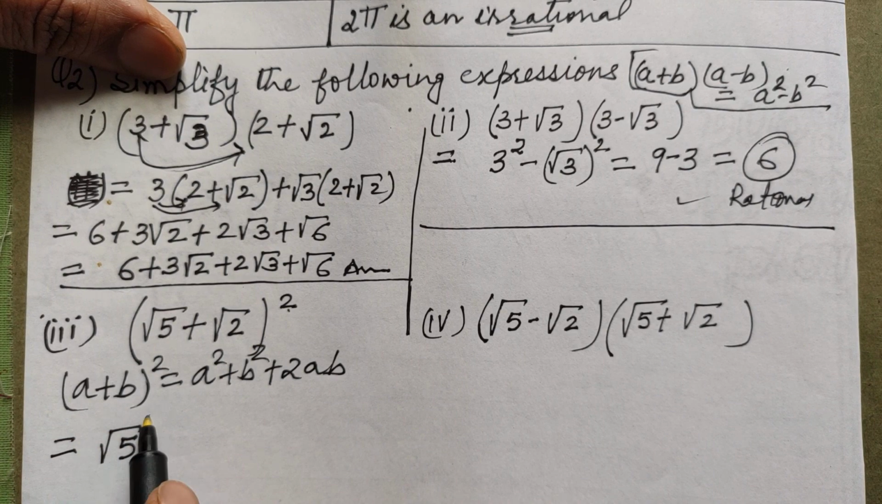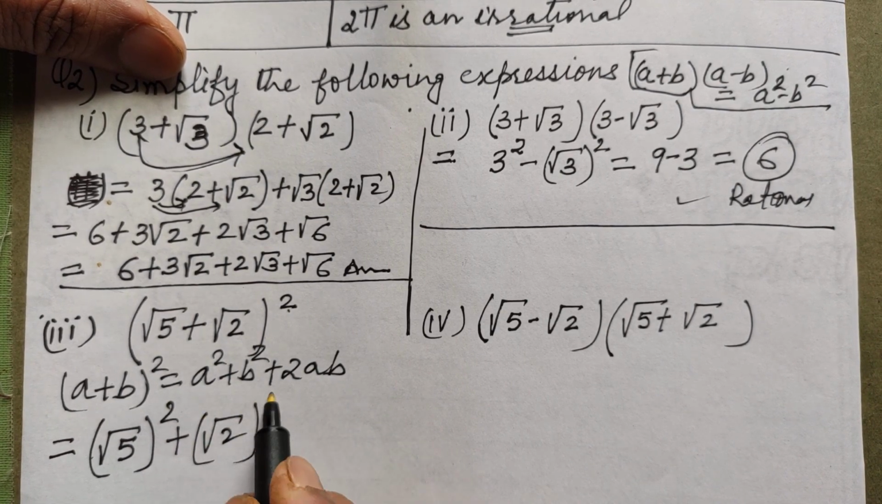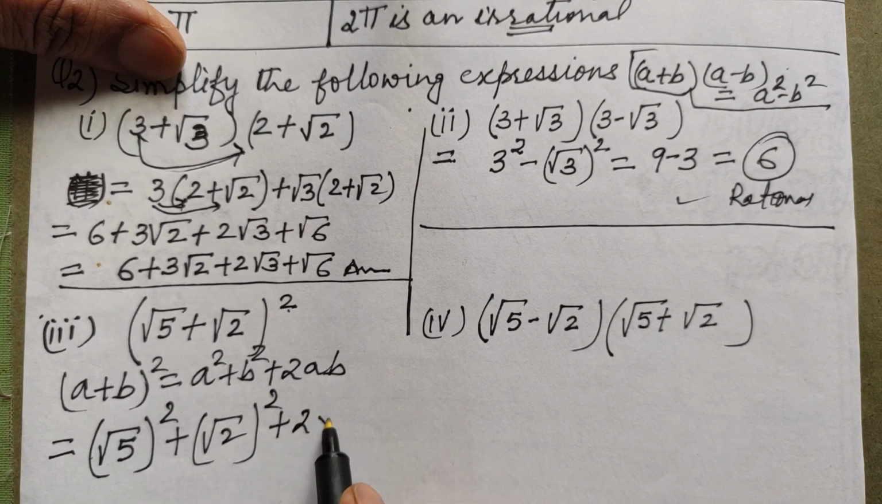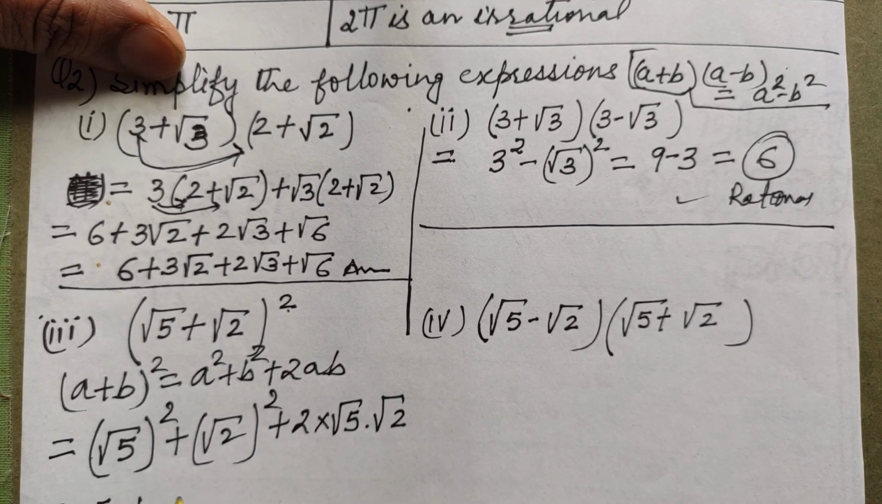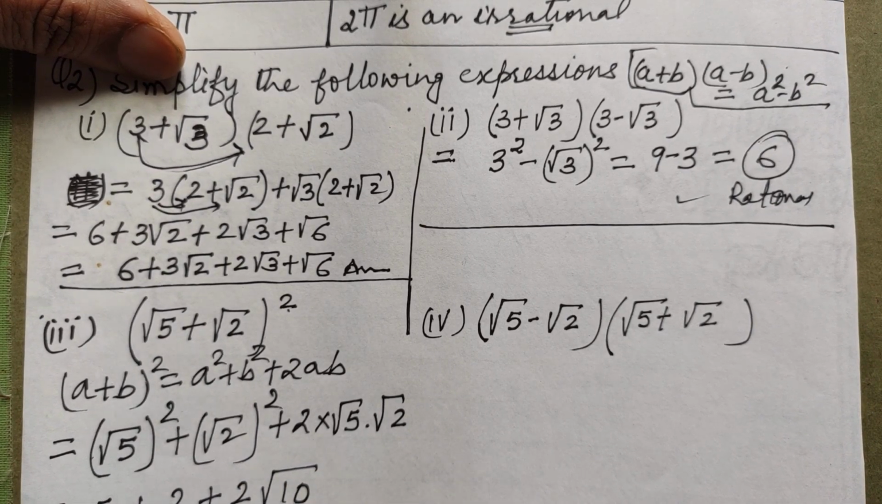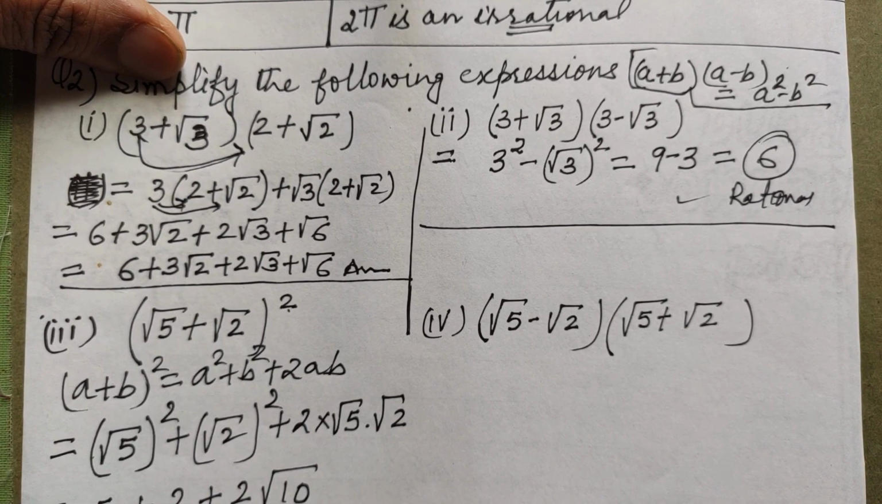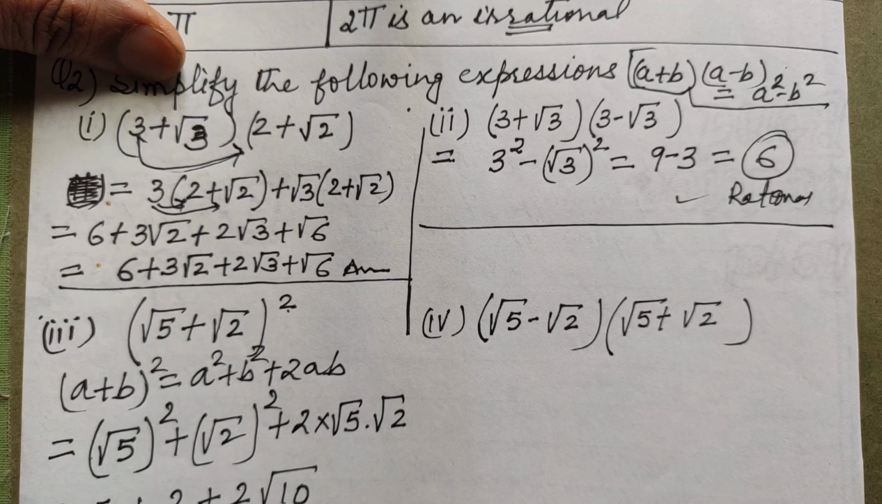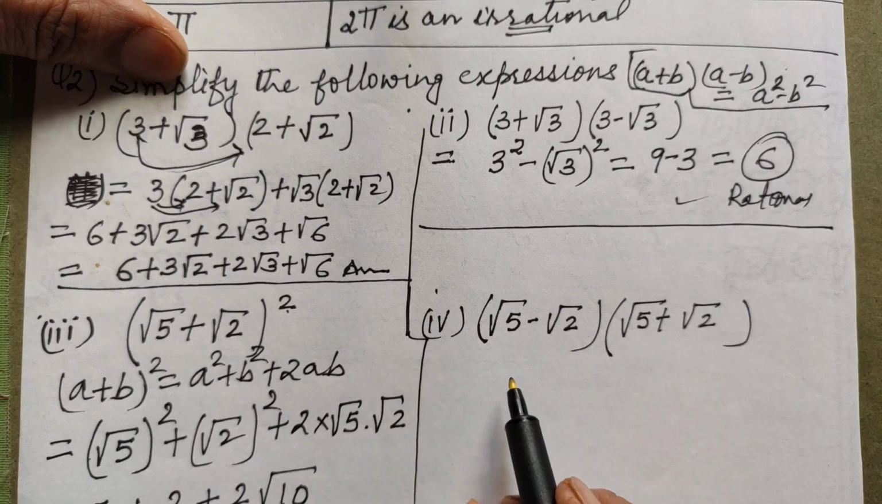So root 5 whole square plus root 2 whole square plus 2 into root 5 into root 2. Simplify. This is 5 plus 2 plus 2 root 10. So your answer is 7 plus 2 root 10, which is an irrational number. Okay, answer. Now see the fourth part.